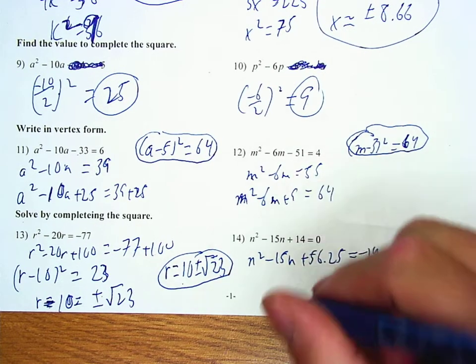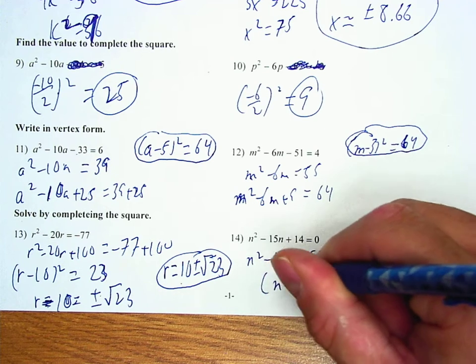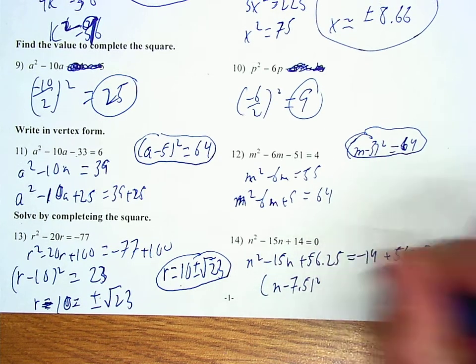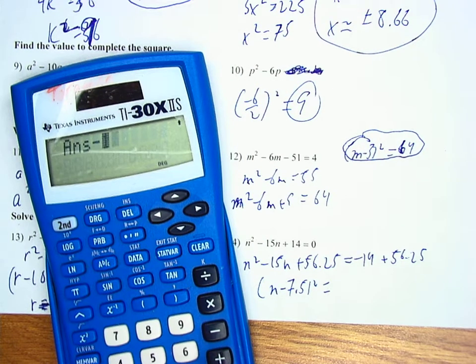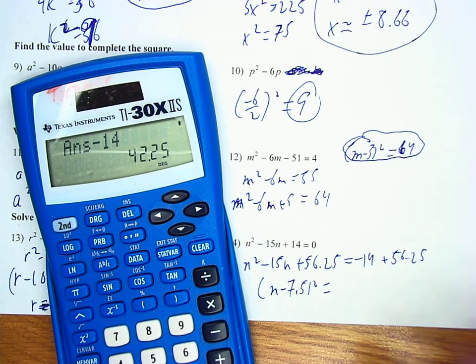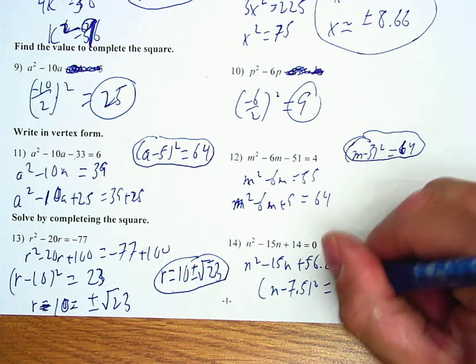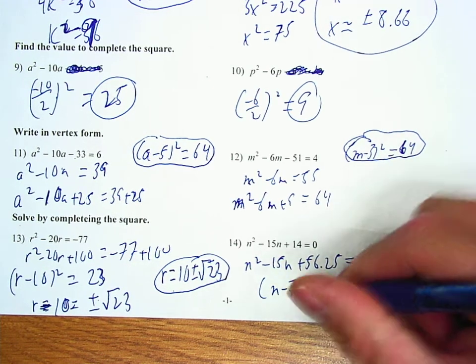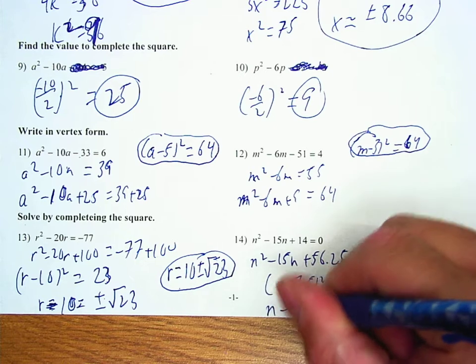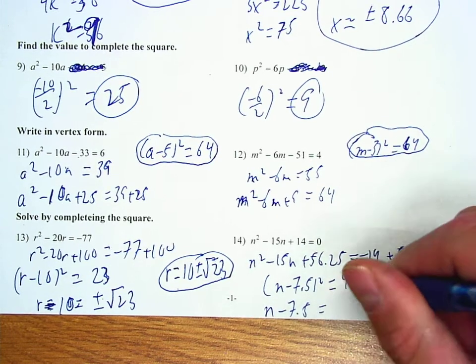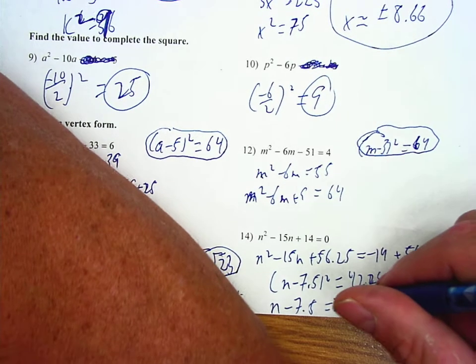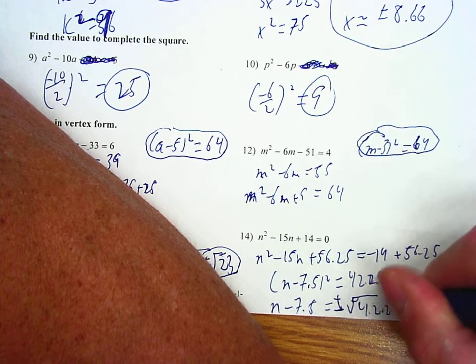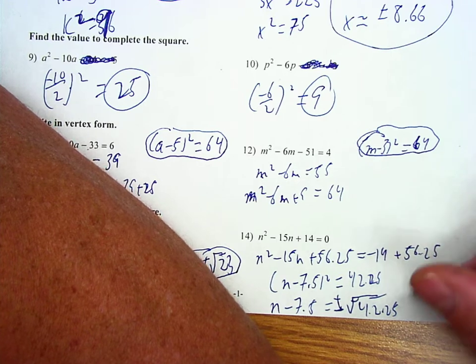So this here on the left is going to be n minus 7.5 squared, because half of 15 is 7.5. And now I've got to do 56.25 minus 14. 56 and 1/4 minus 14 is 42 and 1/4, 42.25. And then I'm going to do the same thing as I did over here. N minus 7.5 is equal to the positive and negative square root of 42 1/4. And then I'll have my answers: 7.5 plus and minus the square root of 42 1/4.